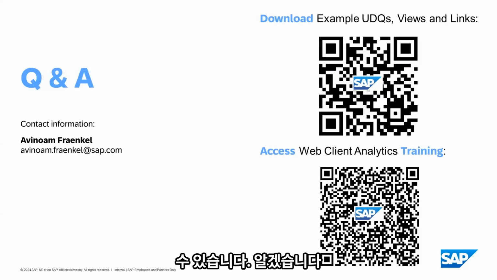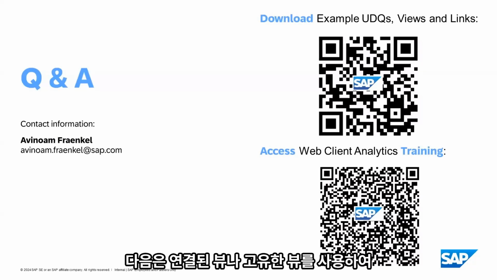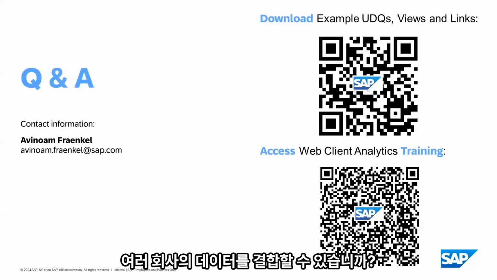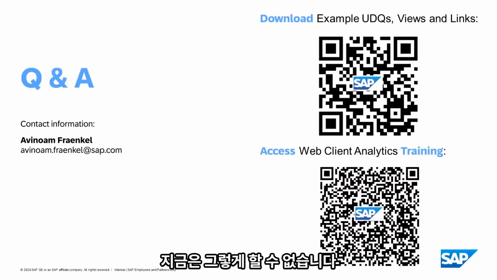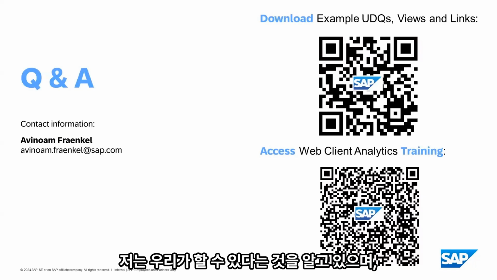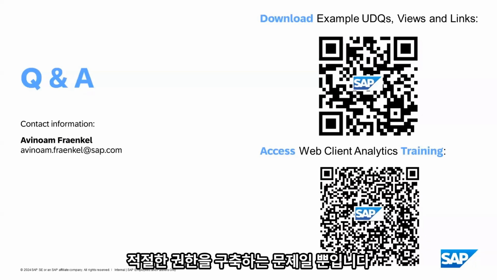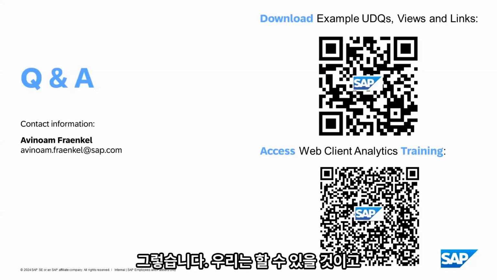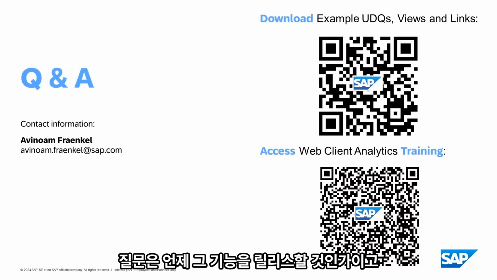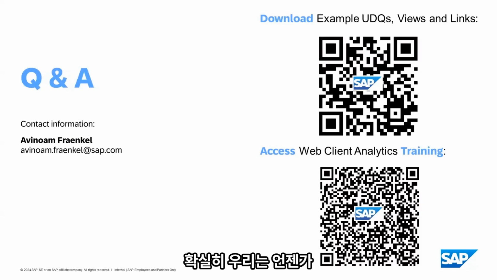Okay. And the next one is, can we combine data from multiple companies using linked views or UDQ? Right at this point in time, we cannot do that. Will we be able to do that in the future? I know that we can, and it's just a question of building the right authorizations around it to ensure that the right people have access to that data. In principle, yes, we will be able to, and the question is when we will release that functionality.